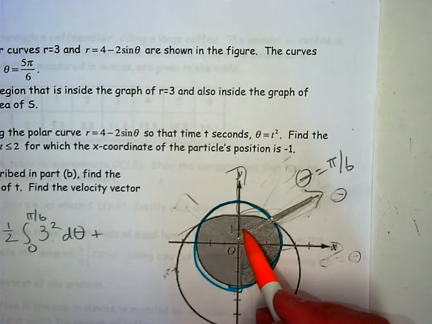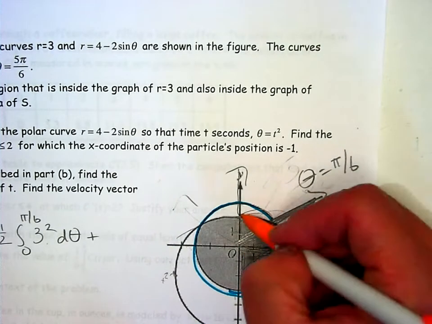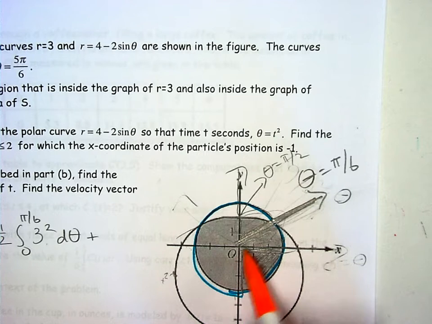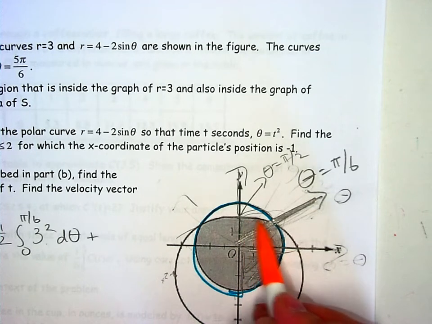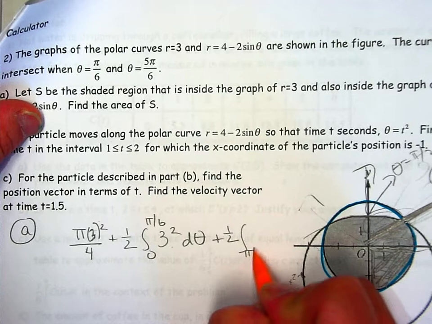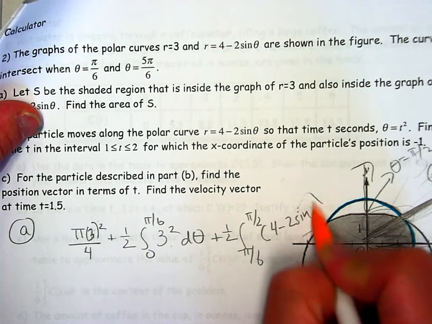Then, in order to come up with this little shaded region right there, notice it goes from pi over 6 to this angle, and I know this angle is pi over 2 because I know the limacon goes from 0 to pi over 2. But notice this shaded region is only bounded by the limacon. So I'm going to do 1/2 integral from pi over 6 to pi over 2 of the limacon, which is (4 minus 2 sine theta) squared d theta.